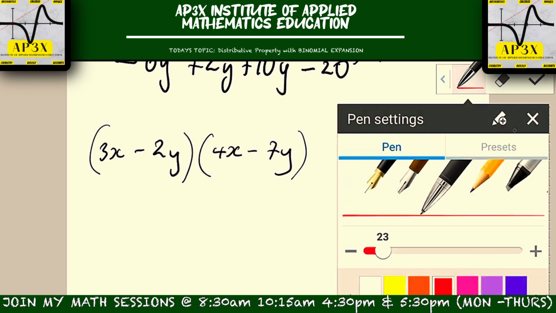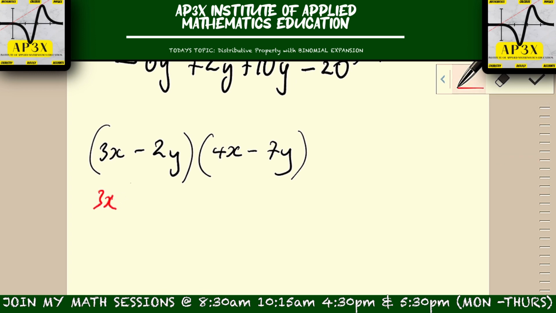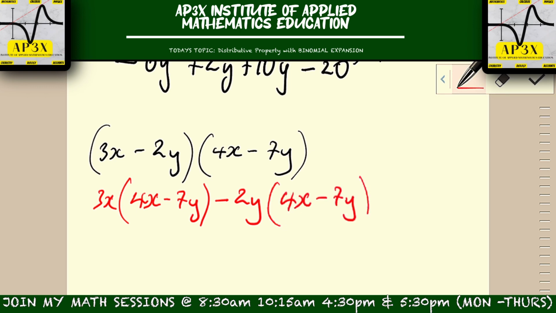So here then, what do we have? We have 3x, the first term, that's going to multiply the second bracket over here, which is 4x minus 7y. And then we have the negative 2y, do not forget our sign, negative 2y, open bracket, again multiply the bracket to the right. So we're then going to distribute here. We're going to say 3x multiplied by 4x and 3x multiplied by minus 7y, minus 2y multiplied by 4x and minus 2y multiplied by minus 7y.